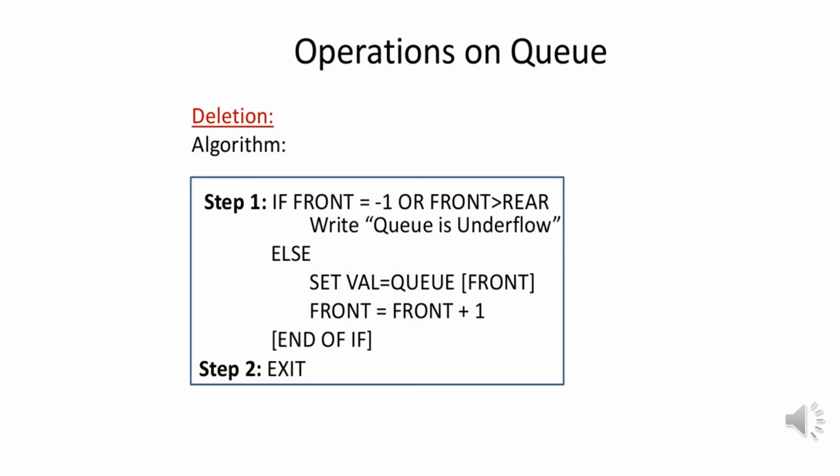So this is the algorithm for the deletion operation on a queue. Step 1: if front is equal to minus 1 or front is greater than rear, write Q is underflow. Else set value equal to Q of front. Front is equal to front plus 1. End of if. Exit. So while insertion, rear is incremented by 1, and likewise in deletion, front is incremented by 1, where initially front is equal to minus 1.